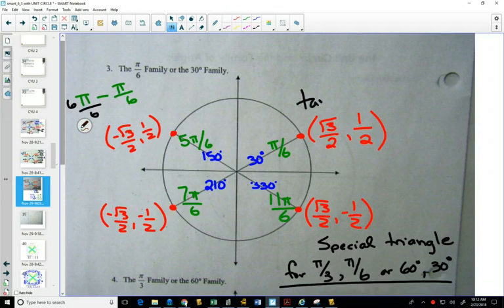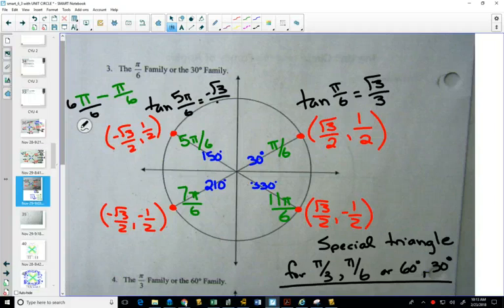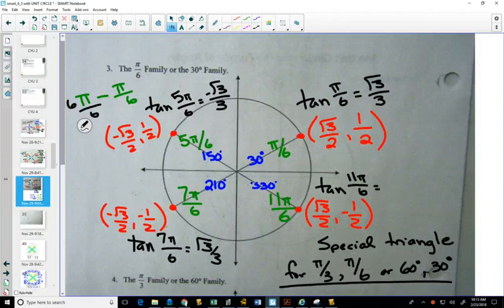Same thing with tan. From your special triangle, tan of pi over 6 is root 3 over 3. And that's going to stay the same except for positives and negatives. In all 4 quadrants.